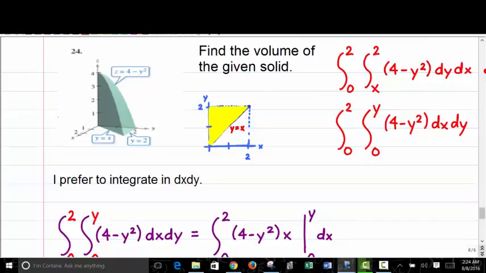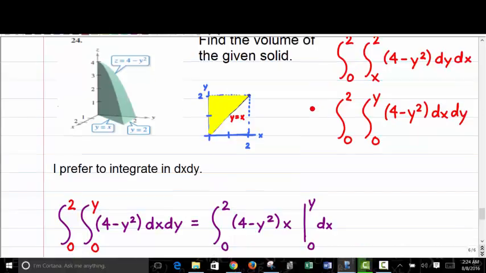So if you go dy dx, you'd go lower to upper. You'd go from x on the bottom to 2 on top, and then x goes from 0 to 2. If you go left to right, dx dy, you'd go from 0 to y, left to right, and then 0 to 2 vertically.